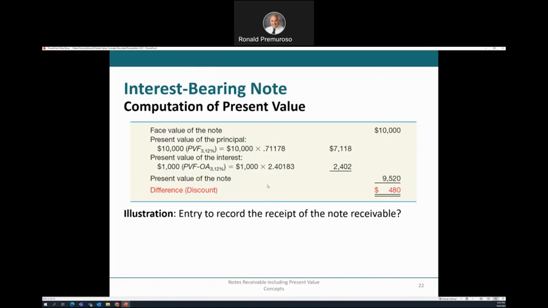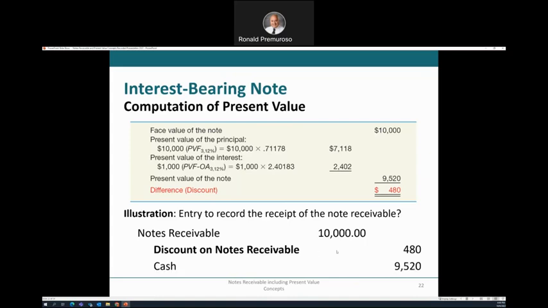So what's the entry for the company receiving the note? We're going to be the beneficiary of the note when it's paid in the future. Again, debit notes receivable at its future value, right? The stated amount on the note, $10,000. There's the discount on notes receivable, right? Still a contra account to notes receivable.